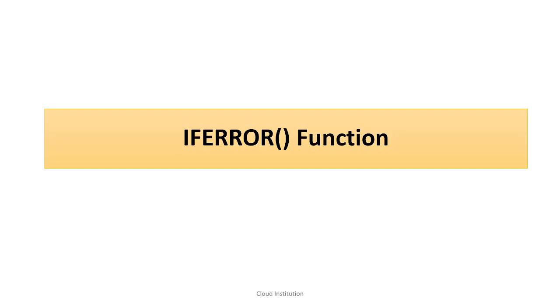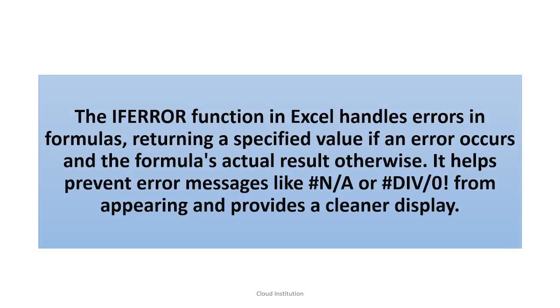Now, whenever there is an error in a particular function, the error that we get is something like NA or division error. So basically, the IFERROR function in Excel handles errors in formulas, returning a specified value if an error occurs and the formula's actual result otherwise. It helps prevent messages like NA or division by 0 from appearing and provides a cleaner display.